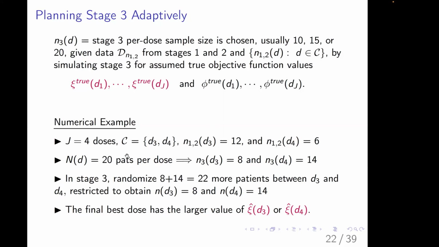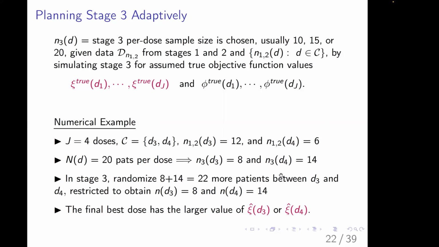And so if you say, well, I can afford 20 patients per dose, then through the magic of subtraction, the stage 3 sample size at dose 3 is 20 minus 12 or 8. And the stage 3 sample size at dose 4 is 20 minus 6 or 14. And then you say, well, I can have 20 more patients. So what is 6 and 14? So I made a mistake here. One of these should be a 6. So this should be a 20. I made an arithmetic error. This should be 6 plus 14 is 20.